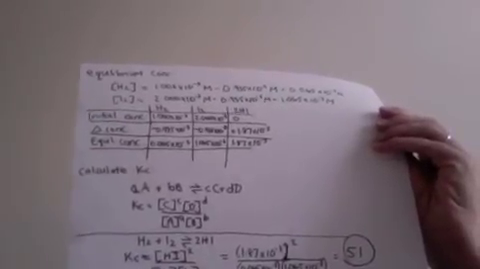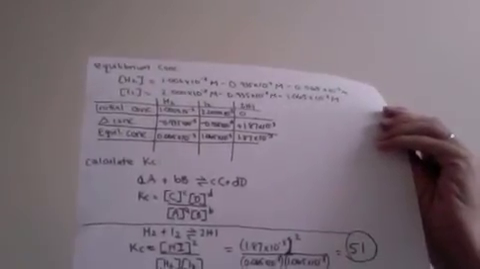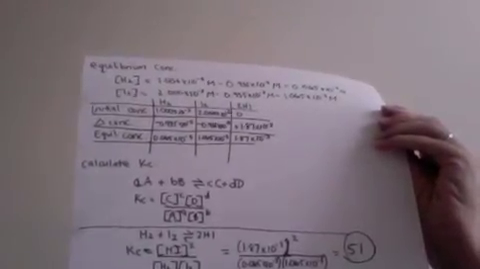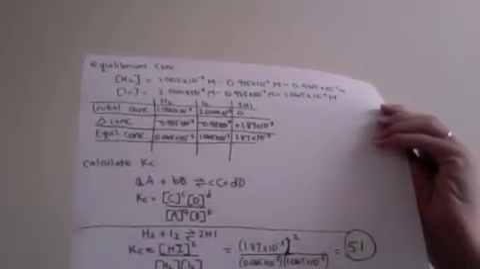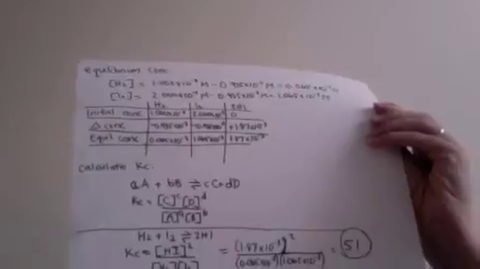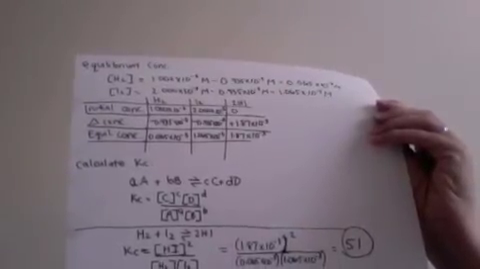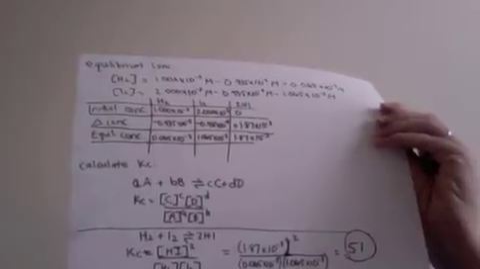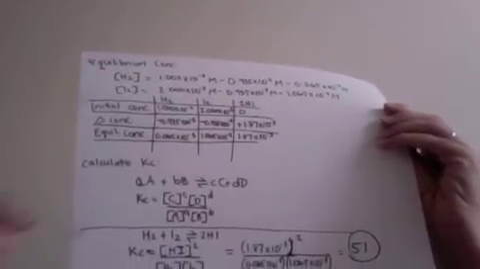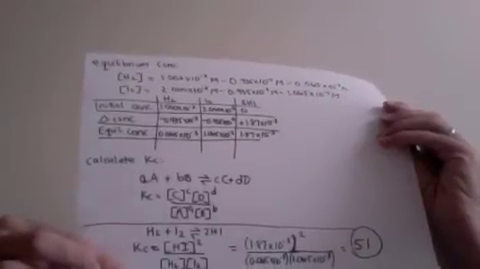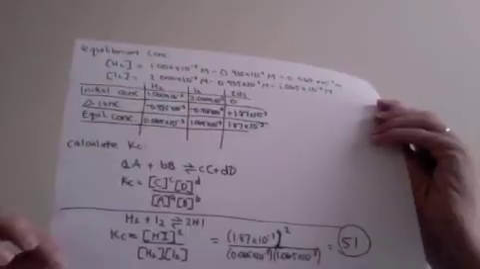Now we just need to plug in the values that we found. Our equilibrium concentration of HI is 1.87 times 10 to the negative 3. We're going to square that because of that 2 as a coefficient. We're dividing that by 0.065 times 10 to the negative 3 times 1.065 times 10 to the negative 3. And we get that our equilibrium constant is 51.